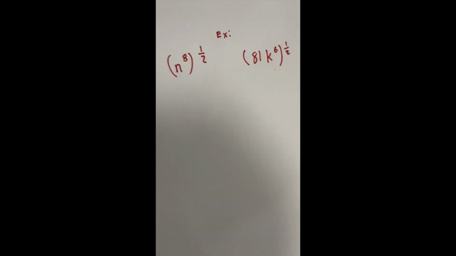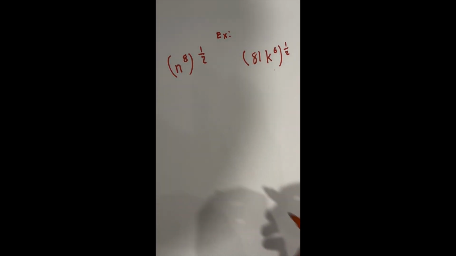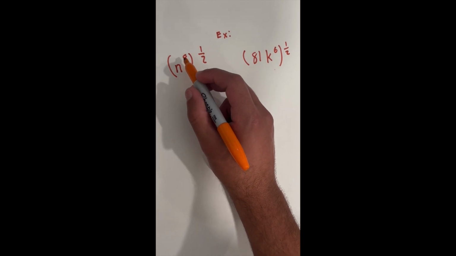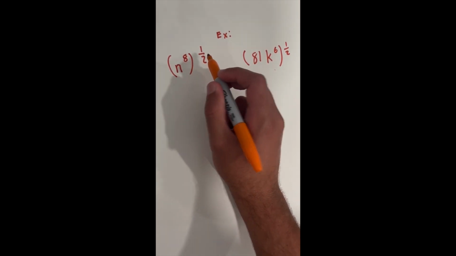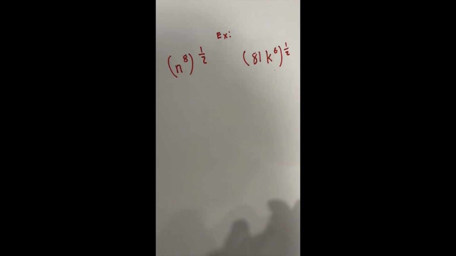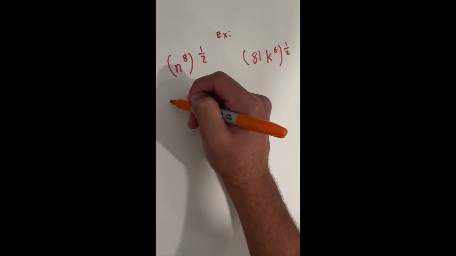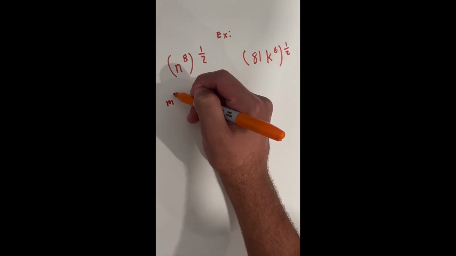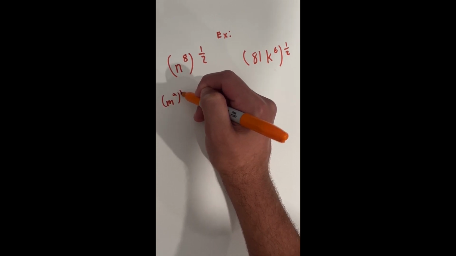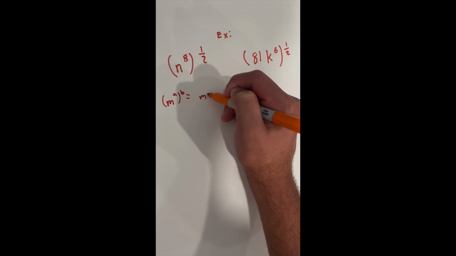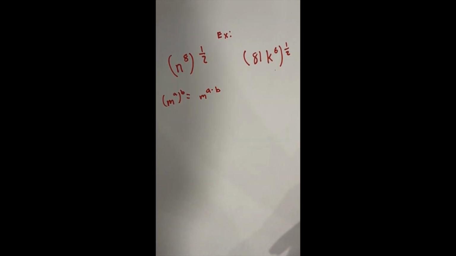So here we have two examples. We're going to start with the one on the left. So here we have n to the power of 8, all to the power of 1/2. To solve this, we can remember the rule of m to the power of a, and all of that to the power of b, which is equal to m to the power of a times b. When you have an exponent to an exponent, you multiply them.